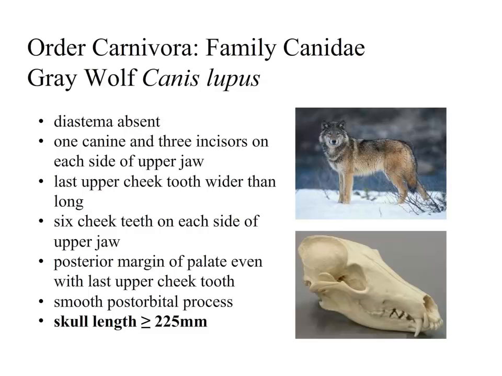There's no diastema. There's one canine and 3 incisors on each side of the jaw. Last upper cheek tooth is wider. So the jaws are actually very similar in their dentition, in terms of their anatomy being from the same family. That makes sense.